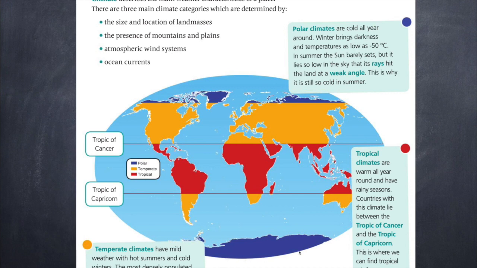Well, now we are going to see the polar climates. Of course, we can find these climates on the North Pole and on the South Pole. In these climates, it's cold all year round, and winter brings darkness and temperatures as low as minus 50 degrees Celsius.